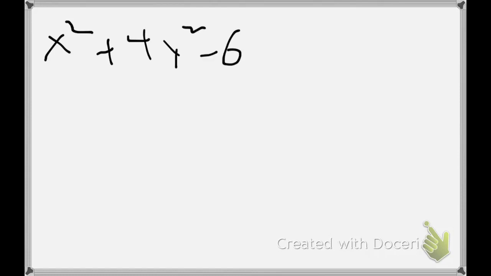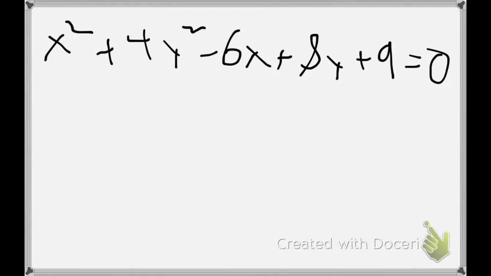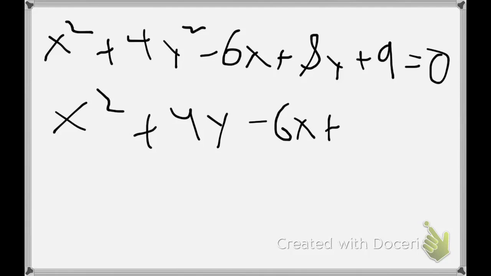Alright, so some example ellipse practices. We have an equation here of our ellipse: x squared plus 4y squared minus 6x plus 8y plus 9 equals 0. If we want to know what the center of this ellipse is, we have to complete the square, just like we did with this circle. So first thing, when you complete the square, you put the constants on one side and the variables on the other.